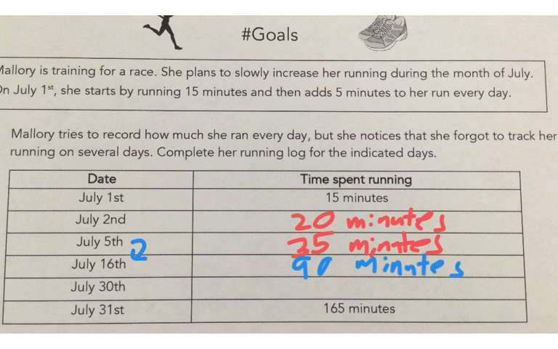And what about on July 30th? How much did you run? I would do this one a different way, actually. Yeah, that's exactly how I would do it. Because I know on the next day she ran 165, so it would be 5 less than that. So yeah, we'll fill out the table for Mallory.